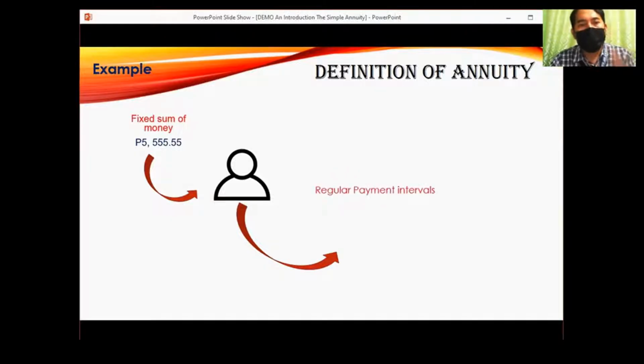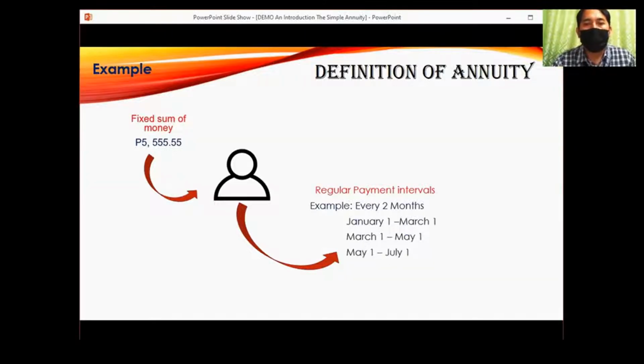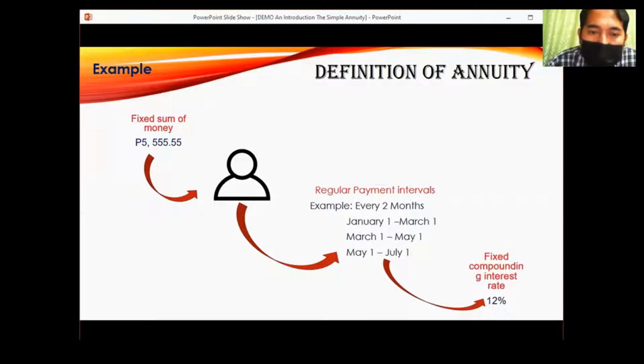You paid to someone at a regular interval. So, every 2 months. Halimbawa, ano ang every 2 months? From January 1 to March 1, that is every 2 months. From March 1 to May 1, that is 2 months. From May 1 to July 1, that is 2 months. Ayan ang ibig sabihin ng regular payment interval. And of course, fixed compounding interest rate. So that is the meaning of annuity.